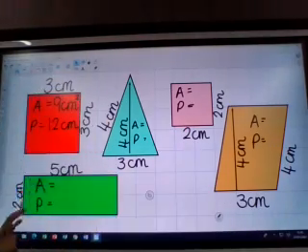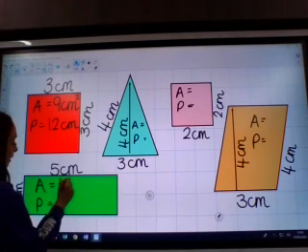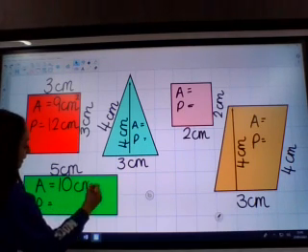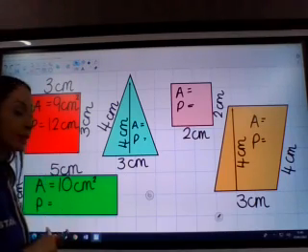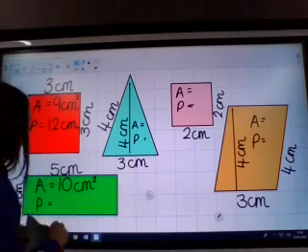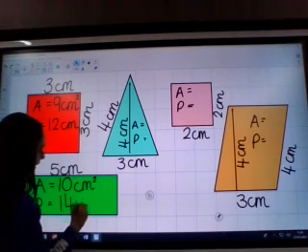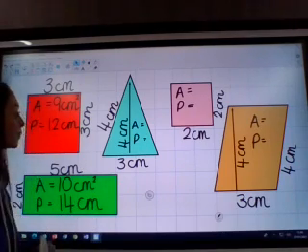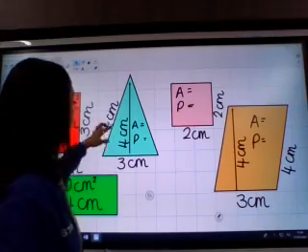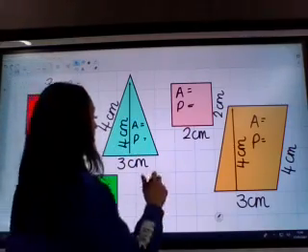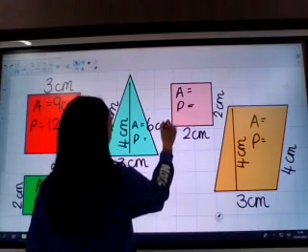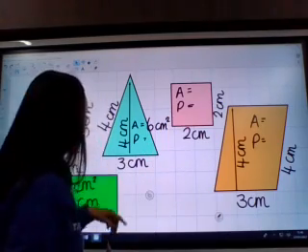This one then would be 5 times 2 for the area, which is 10 centimetres squared. Perimeter then would be 5 add 5, which is 10, add 2, which is 12, add 2, which is 14 centimetres. Okay, the area for this one then would be 4 times 3, which is 12, but then divide it by 2. So that would be 6 centimetres squared.